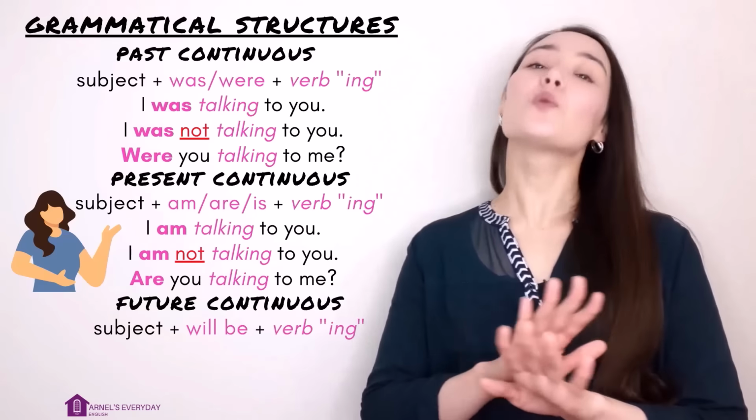The continuous tenses can be the main action, but many times they are the background action. There is another main action that happens at the same time, or the main action interrupts that background action. We usually see this with the past continuous and the future continuous.